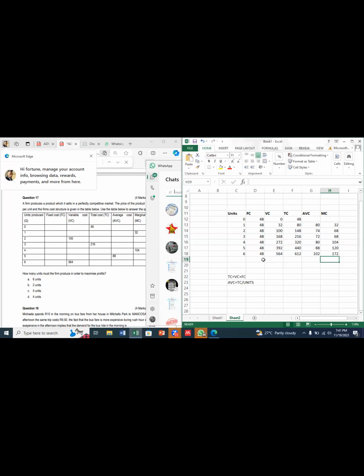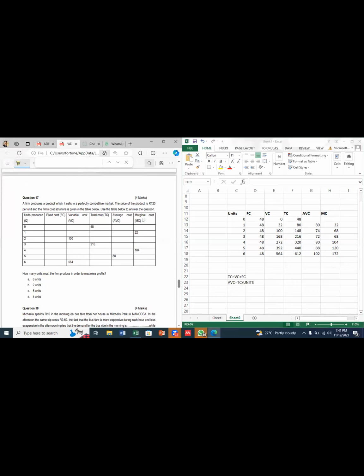All right. So whether we needed to calculate this or not, it's going to be adding to our body of knowledge anyway of calculating these costs. But let's now answer the question. How many units must the firm produce in order to maximize profits?